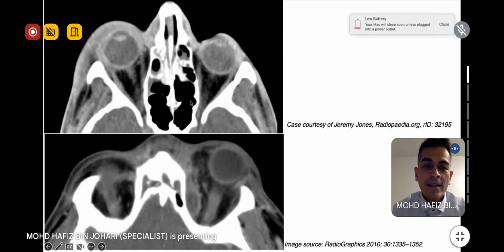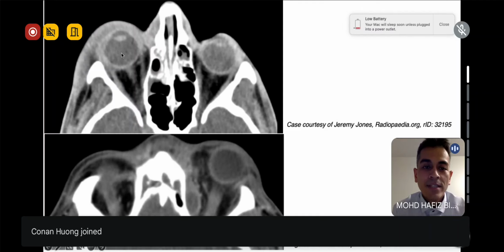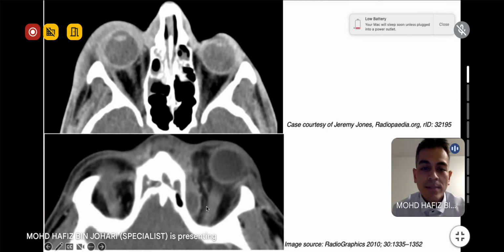presence of collection. So the image above shows a preseptal cellulitis, in which the preseptal tissue here shows diffuse thickening and enhancement and inflammatory changes. And this image at the bottom here shows a postseptal cellulitis, in which there is a subperiosteal reaction at the medial wall of the left orbit.